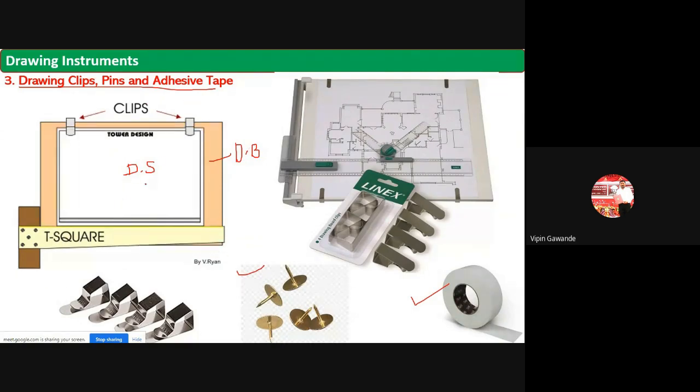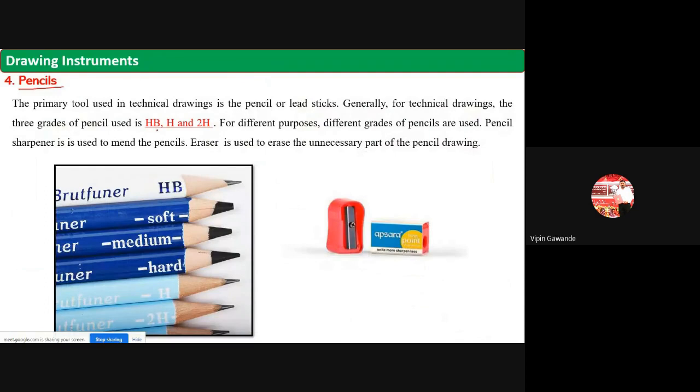After that, we saw the pencils. We require 3 types of pencil: HB, H, and 2H. For initial construction we use H and 2H, and the final construction, the final boundary, is done by means of the HB pencil. So for initial construction use H and 2H pencils, and for the final one use HB. These are the things required with the pencil.